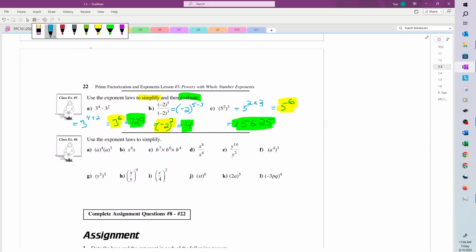Okay, use the exponent laws to simplify. Now we're being specific about using the exponent laws because we don't want you to multiply these things all out and count them out.